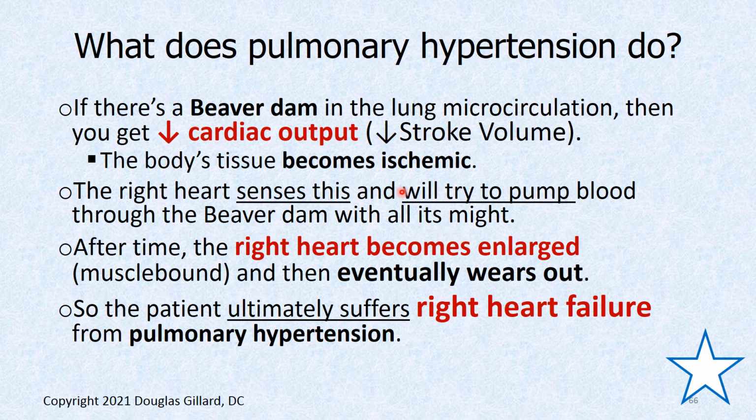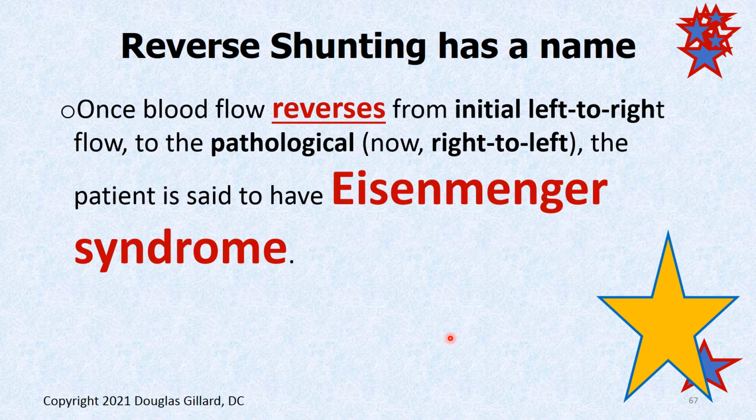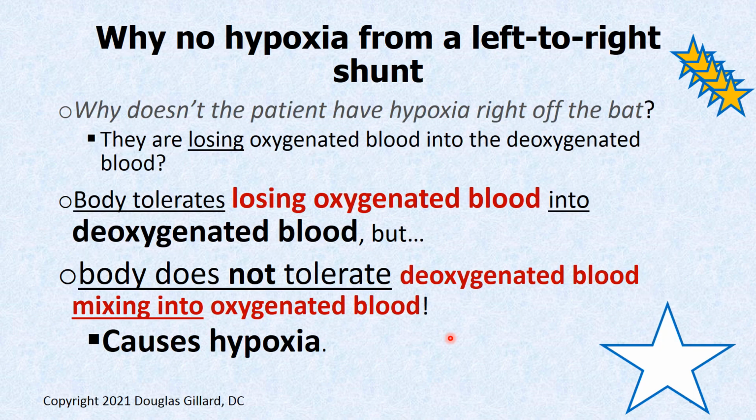Yep, we've already said all this. You can read through this. The right heart gets worn out, and I've said this a couple times now. And reverse shunting has a name. Once the pressure is higher in the right side of the heart than the left side of the heart, you get a pathological right to left flow of blood. They don't say flow usually, they say shunting of blood. And once that occurs, you have Eisenmenger syndrome. Hypoxia begins.